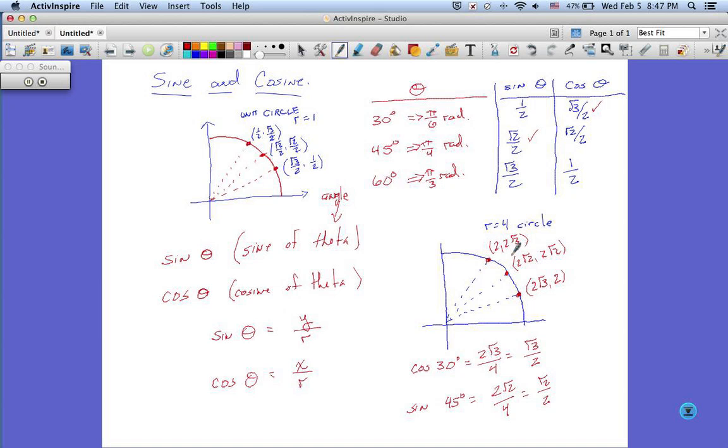Okay, since the coordinates are always proportional to the size of the circle because we're talking about similar triangles, when you divide by r, if your coordinates were 4 times as big, you're going to divide by 4, and they're going to get right back down to where they were with the unit circle. So that is our sine and our cosine in a nutshell. If you know your sines and cosines, in other words, if you know your x and your y coordinates on the circle, you are going to rock this unit.